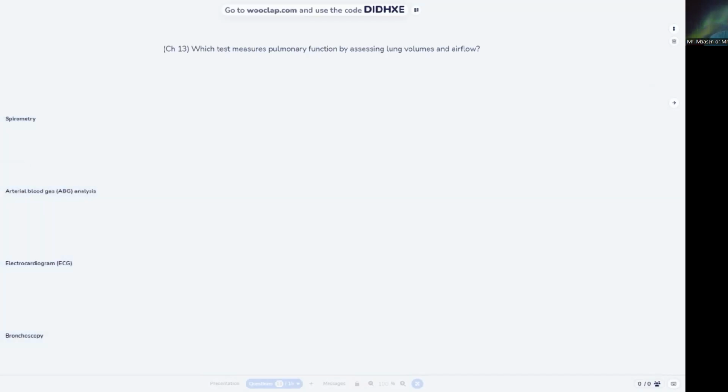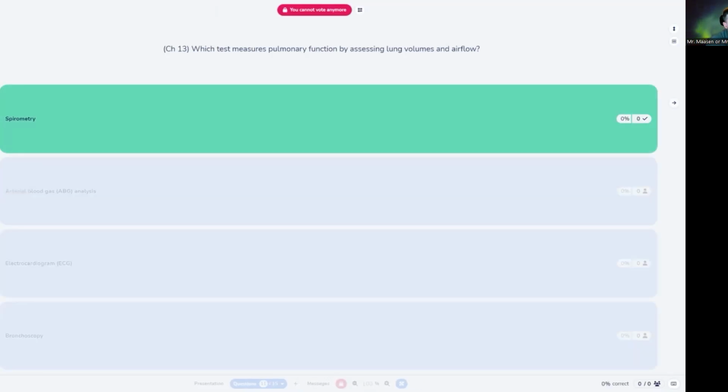What test measures pulmonary function by assessing lung volumes and airflow? If you said spirometry, that's the correct answer.